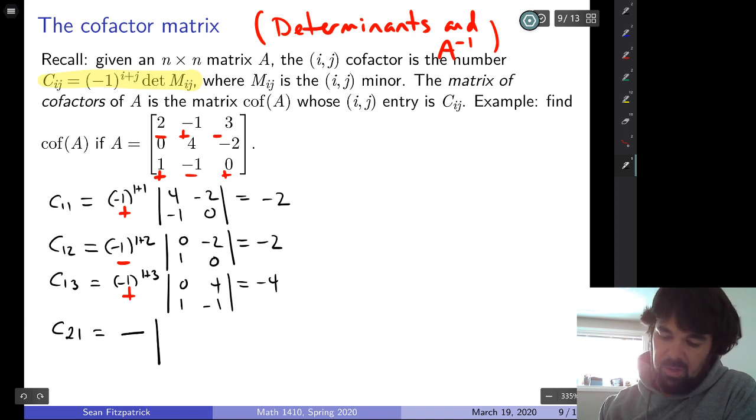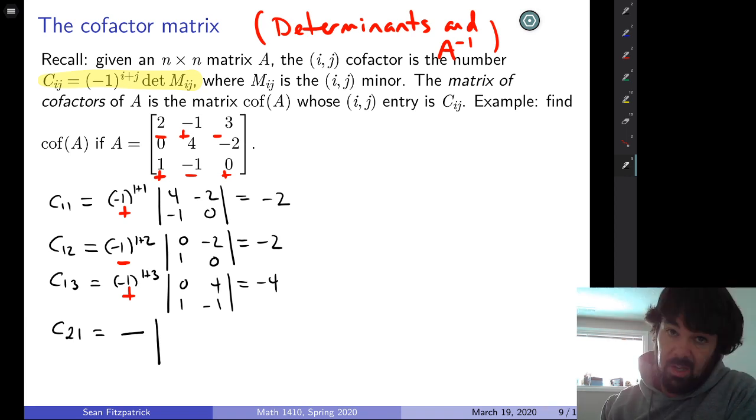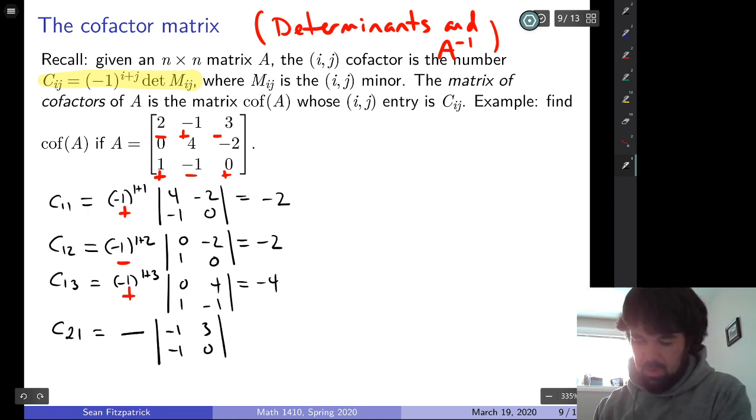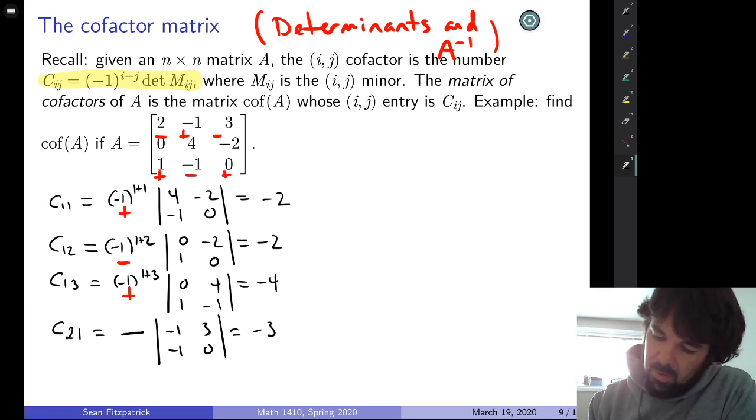And by the way, notice that these are just the cofactors, not the numbers that they get multiplied by, just the cofactors. Okay, so if I delete row 2, column 1, I'm left with these numbers and these numbers. Minus 1, 3, minus 1, 0. So that's going to be minus 3. Okay, let's come up here.